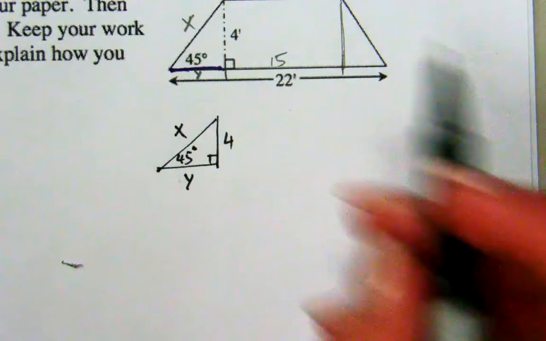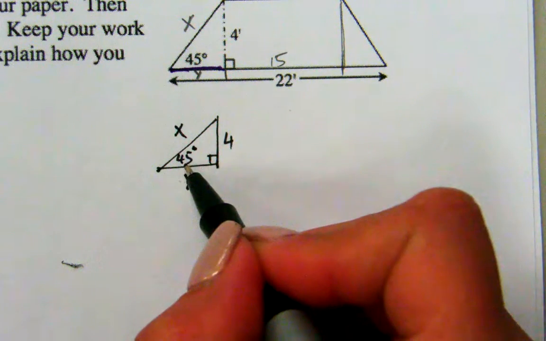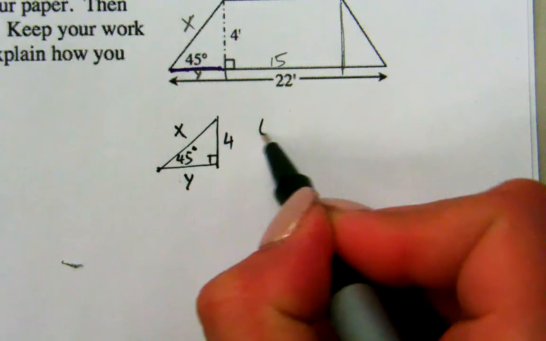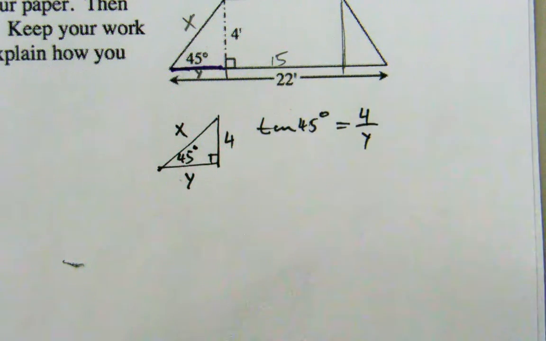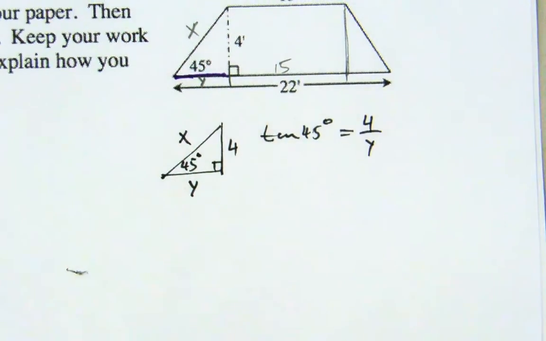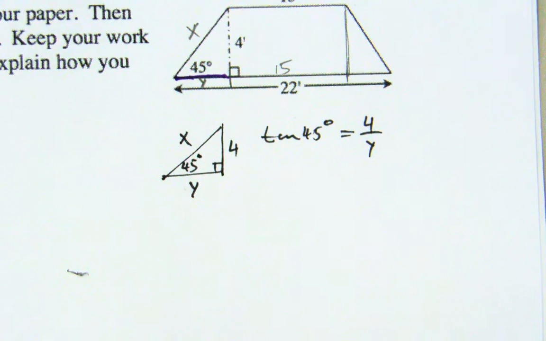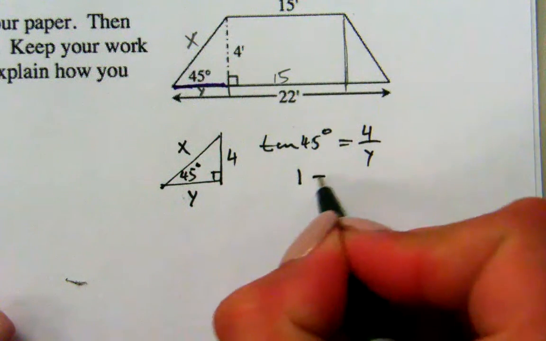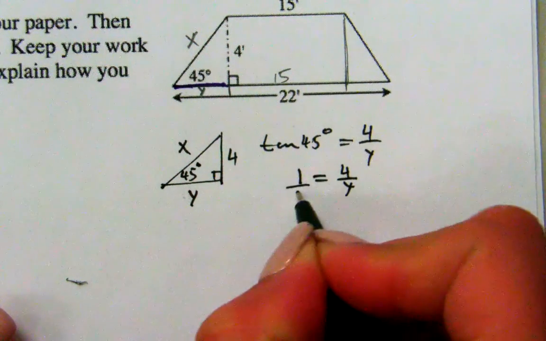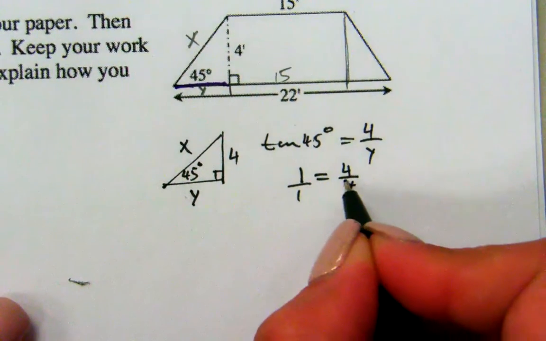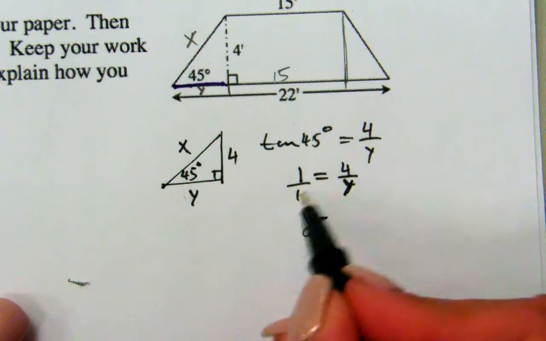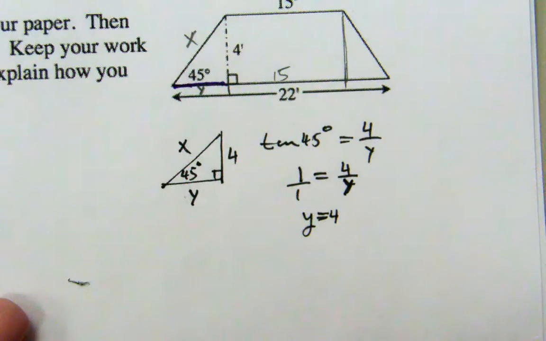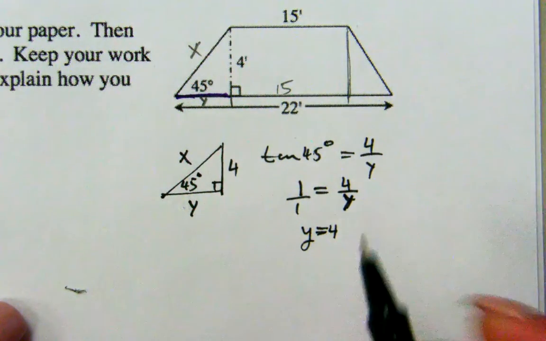We've got trig up our sleeve. So 45 degrees, opposite, and adjacent. Tangent of 45 degrees is opposite, which is 4, over Y. Tangent 45 degrees is, I believe, square root of 2 over 2, but, oh, I lied. It's 1. So 1 over 1 is equal to 4 over Y. So 1 times Y is just Y, and 1 times 4 is just 4. So Y has to be 4. There's no other way around it. Okay, that was easy.